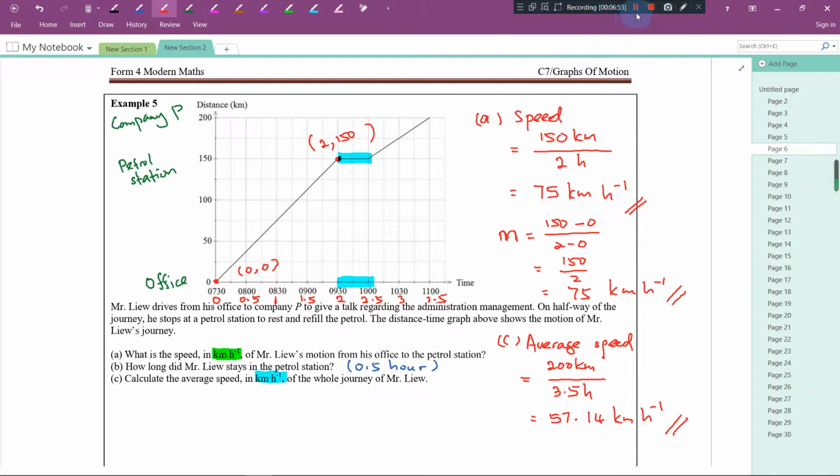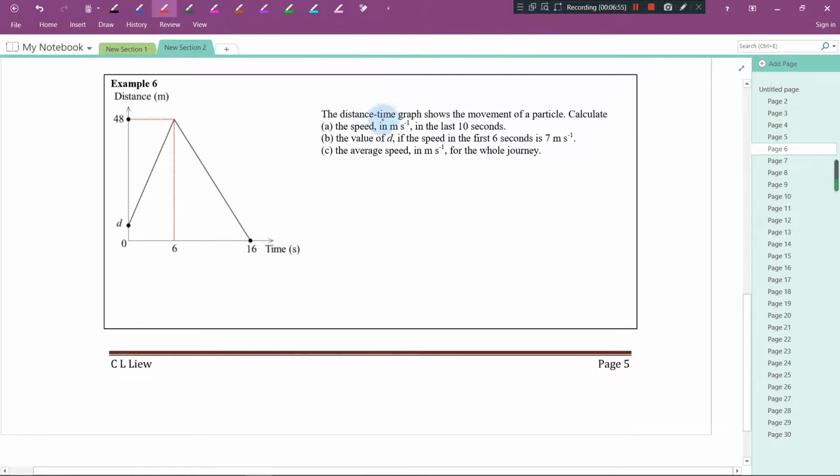Okay, let's proceed to the next example. The distance time graph shows the movement of a particle. Calculate the speed in meters per second in the last 10 seconds. So this is meters, this is seconds. The speed in the last 10 seconds will be here, from 6 until 16, which is 10 seconds. We want to find the speed for this part of the journey.